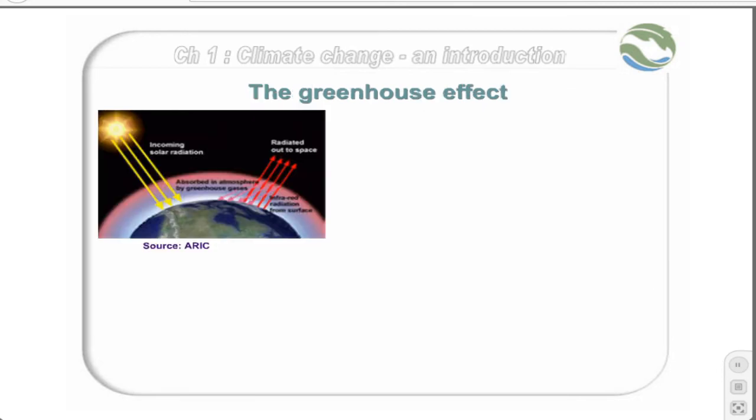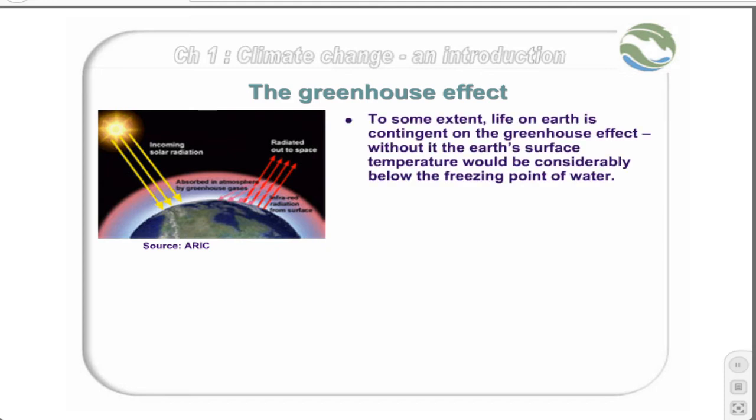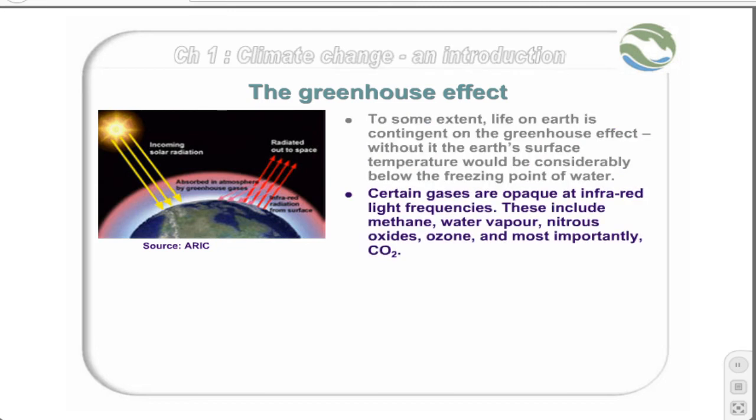The greenhouse effect has received a lot of press of late, but it's not something new on Earth, and nor in fact is it primarily anthropogenic in origin. To some extent, life on Earth is contingent on the greenhouse effect. Without it, the Earth's surface temperature would be considerably below the freezing point of water. Certain gases are opaque at infrared light frequencies. These include methane, water vapor, nitrous oxides, ozone, and most importantly, carbon dioxide.